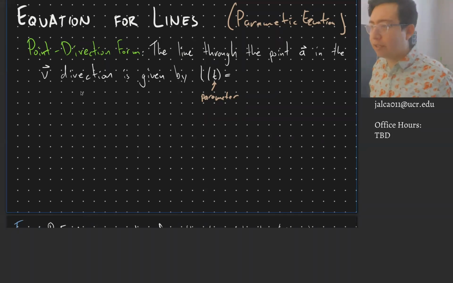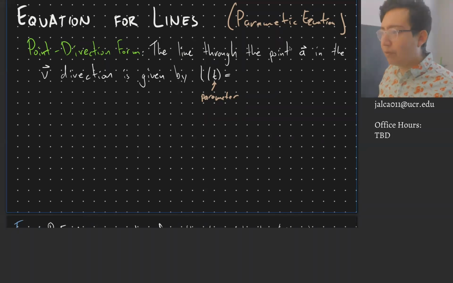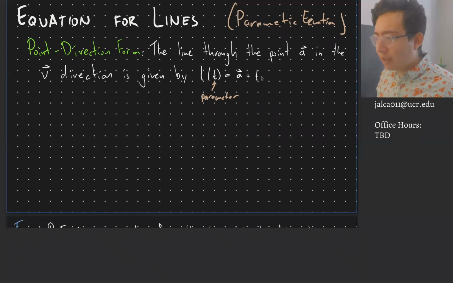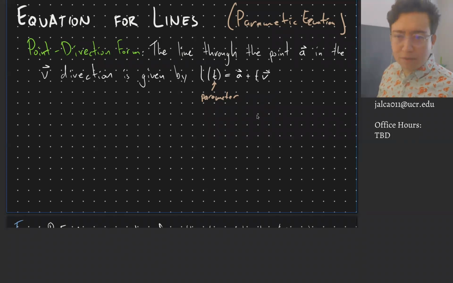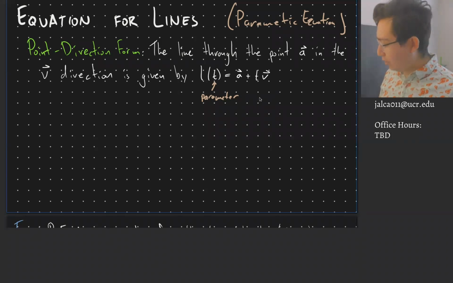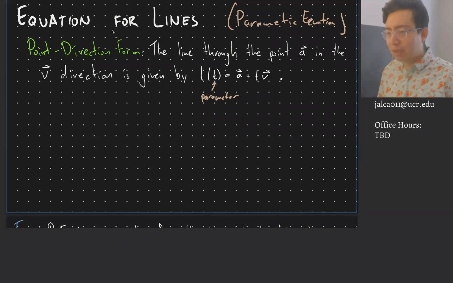So you have a line through the point, which we call A, and it's going in the v direction. The equation for this line is you start at A, and then you add t times v. Okay. This is going to be the parametric equation for a line through a point in the v direction.